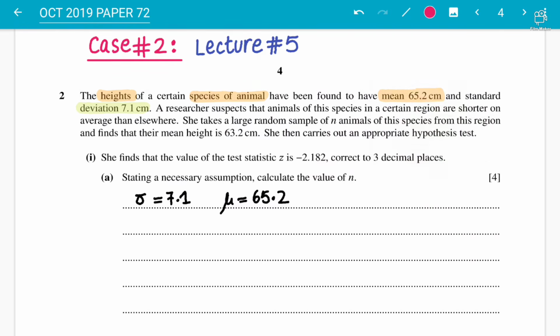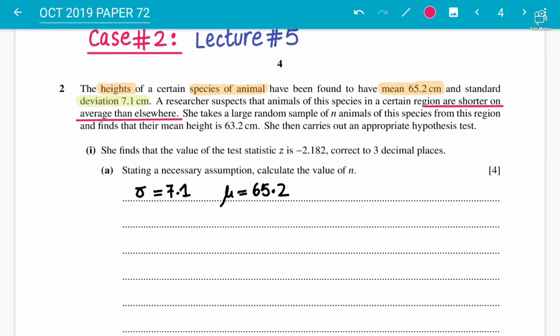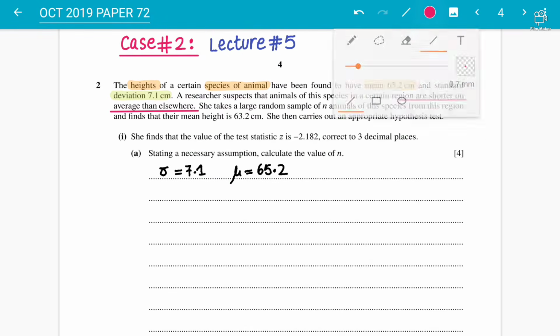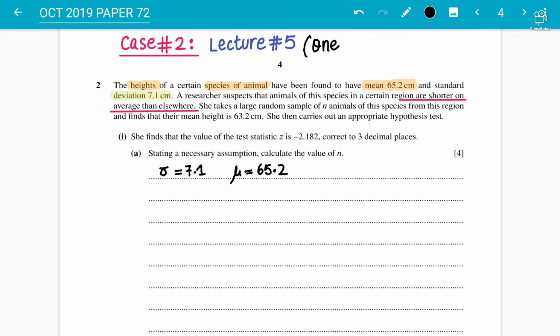The researcher suspects that animals in this region are shorter on average than elsewhere. That is what the hypothesis testing will be. Please remember, last time in lecture number 4 the question was a two-tailed test. This time we are doing a one-tailed test, to make things understandable from all perspectives. And we'll see what the question is about. I think it's a lower tail test, basically testing for the lower tail, not the upper tail.